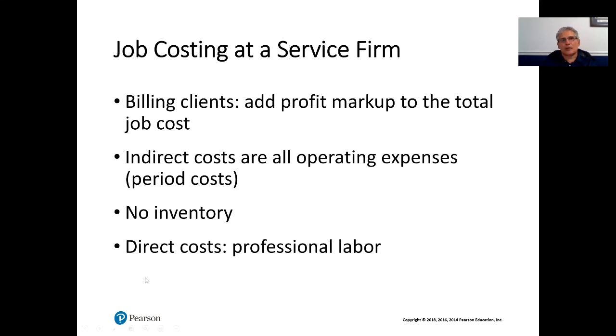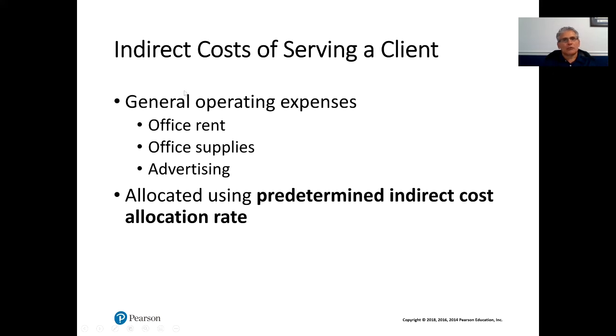So you are going to keep track of your job cost so that you can compare to what you're billing and whether or not you're making money off a specific job. Here again, you'll have your indirect costs of serving your clients, including rent, supplies, advertising, and you can allocate these general and administrative or general operating expenses to the jobs, similar to the way we allocate manufacturing overhead in a manufacturing company.